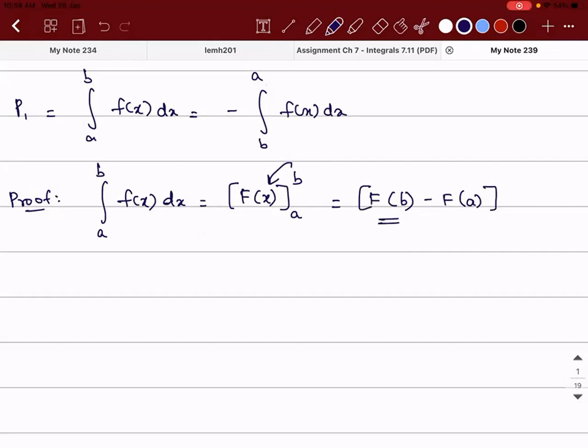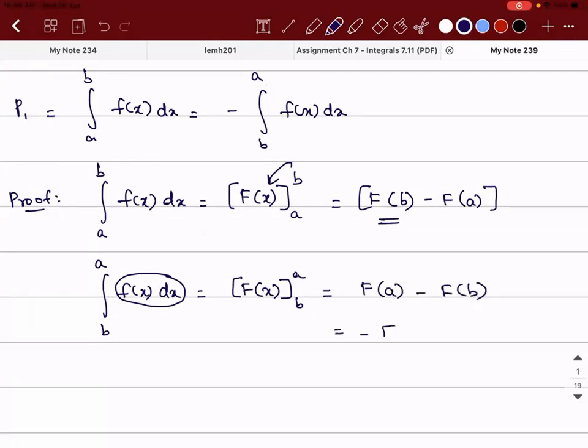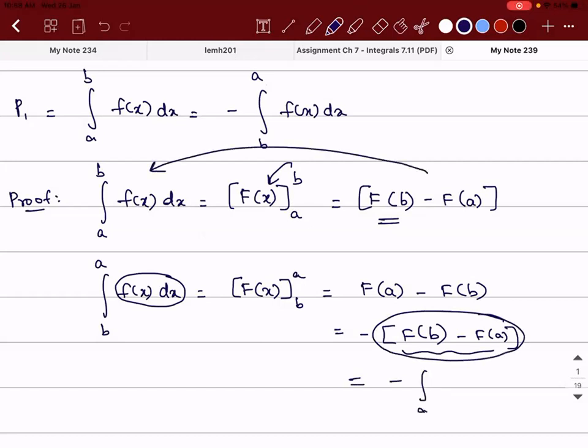In a similar context, if I do integral of b to a f of x dx, since you are integrating the same function, you will get the same antiderivative. But here it is from b to a. Now it is going to be capital F of a minus capital F of b. So this is nothing but negative of F of b minus F of a. But negative of this thing is what? This whole thing, if you backtrace it, it is nothing but integral of a to b f of x dx. So this is going to be the proof for property number 1. That is P1.